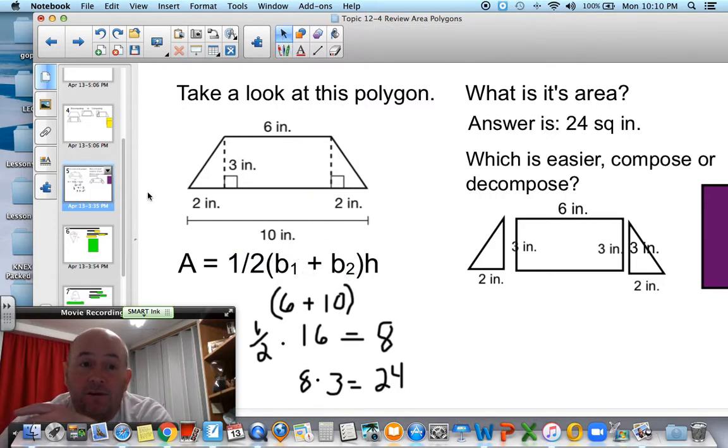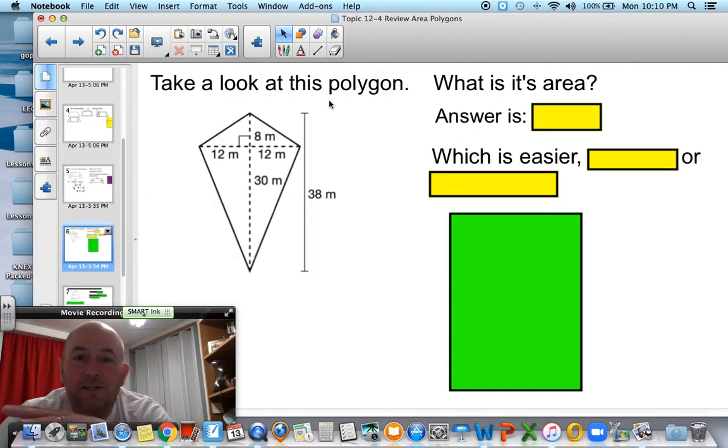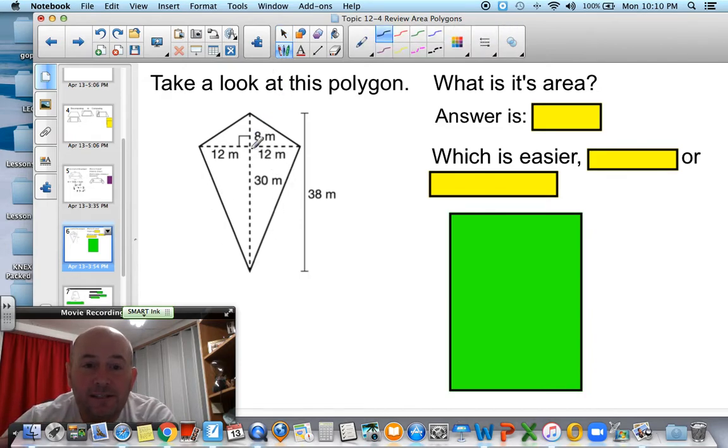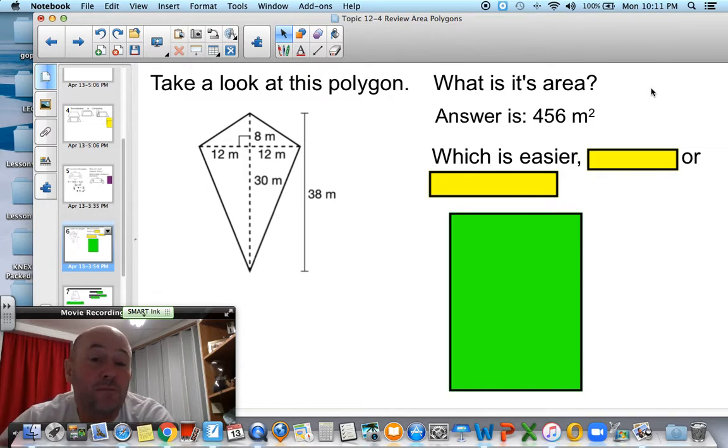Okay? Now, on to the kite. Okay? Now, take a look at this polygon. This was another question out of yesterday's quick check. And when you look at the kite, you can see that it's got a lot going on here, okay? You can see that the distance from here to there is 8 meters. The distance from here to there is 30 meters. And then from this line of symmetry, it's 12 this way and 12 that way. That tells us that we have two congruent triangles here, and we have two congruent triangles here, okay? They share the same measurements. So the answer to this, the area, is actually 456 square meters, okay?